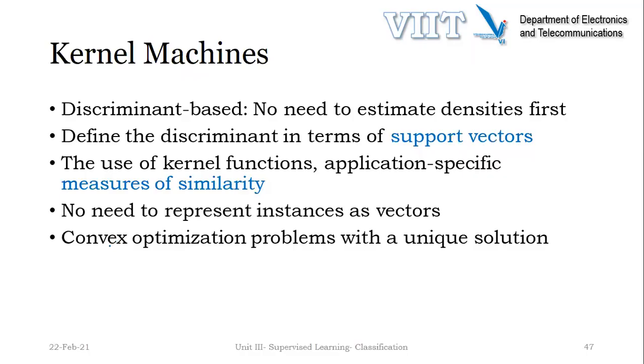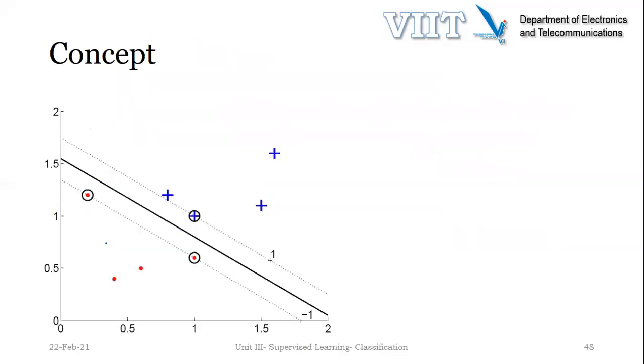Why is it called a convex optimization problem? Because the shape of the error function is convex, and this has a unique solution. This is very important: one global minima, one unique solution. So what is the concept? Let me elaborate the concept here.